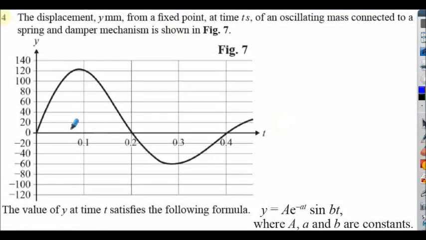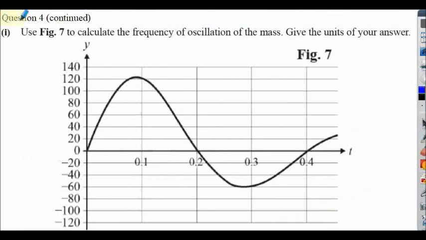Question 4, given the displacement with respect to time graph for an oscillating mass, given this formula here, including exponentials and sine functions. So question 4, part 1, we've got to calculate the frequency of oscillation of the mass using the graph. Solution shown on the following slide.